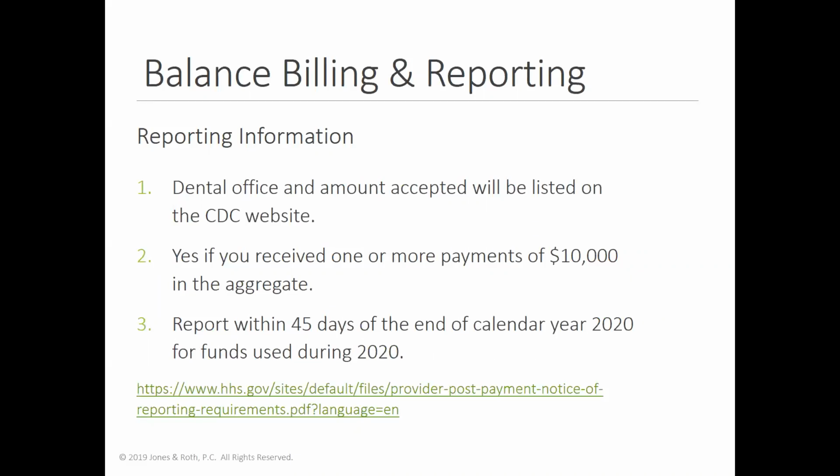Otherwise, as long as you document, you say you got $5,000 in HHS funds, you went out and purchased $5,000 worth of PPE or supplies of some sort. That's going to be pretty easy reporting, and then you can go from there.